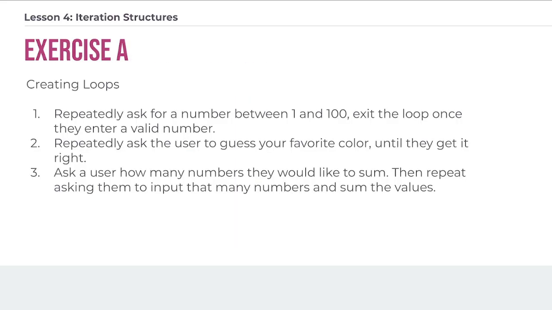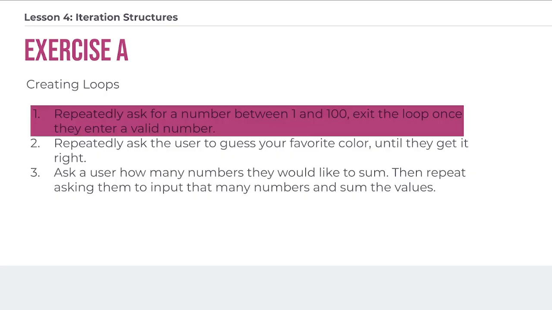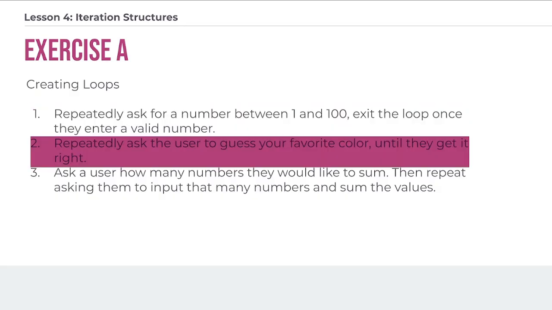In the exercise for today's class, you have a couple of challenges to practice iteration. The first one is going to be creating a loop to repeatedly ask for a number between 1 and 100, and then exit the loop once they enter a valid number. So making sure that the person inputs something valid before you exit the loop. This is going to require some Boolean conditions to figure out when they have or have not entered a valid number. The second exercise is going to be repeatedly asking the user to guess your favorite color until they get it right. Again, a loop that could potentially repeat forever until they guess something correct.